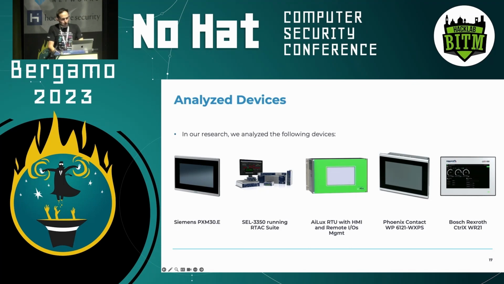In our research, we analyzed the Siemens Pick SAM30.E, which is a building-automation-specific HMI. We analyzed the CellArtac, a suite that, among others, comprises a web-based HMI specific for electrical substations. Similar things can be said for the Hilux RTU that embeds an HMI. The last two are the Phoenix Contact and the Bosch Rexroth, which are basically general-purpose HMIs. Notably, the first four of these HMIs are Linux-based. The last one, the Bosch Rexroth, is an Android-based HMI.